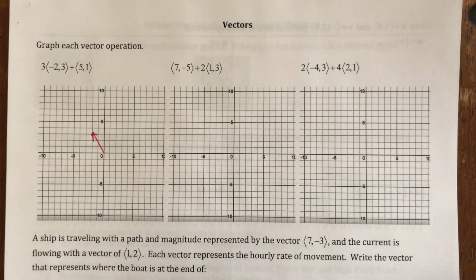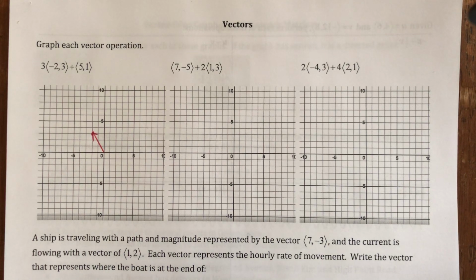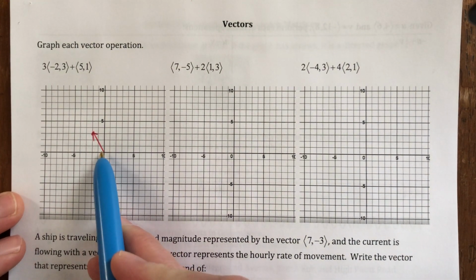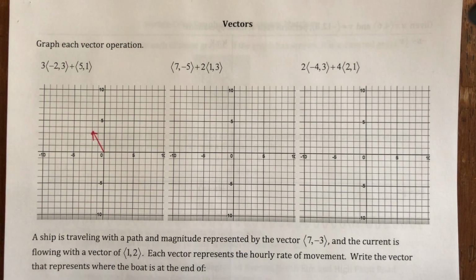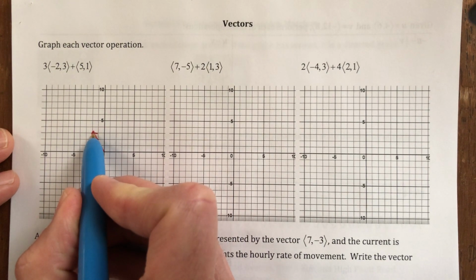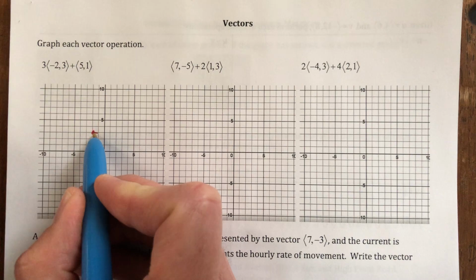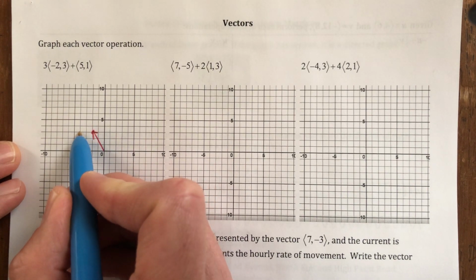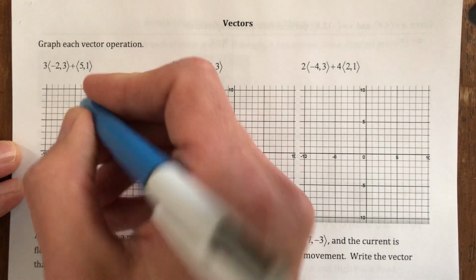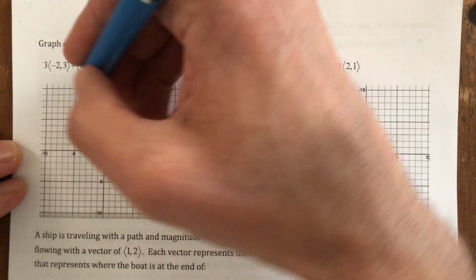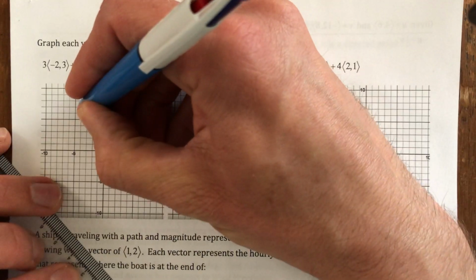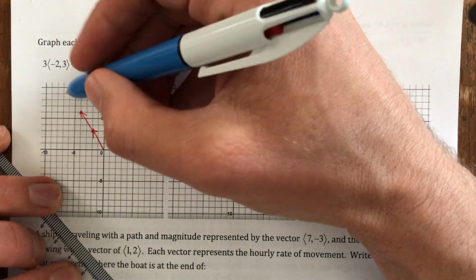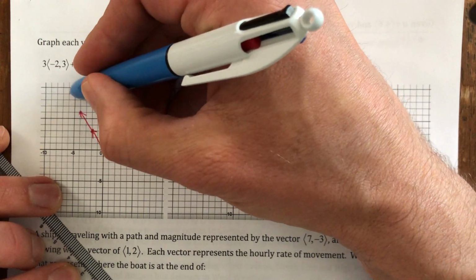I don't know what it represents, but maybe we were rowing our boat for 3 hours. This is the first hour, and then another hour, and then another hour. So we're going to connect them end to end. So at the arrow of this one, we're going to do -2, 3 again. So we're going to go back to the left 2, and then up 3 again. There's our second one. And then we have one more, so -2 and up 3 again.